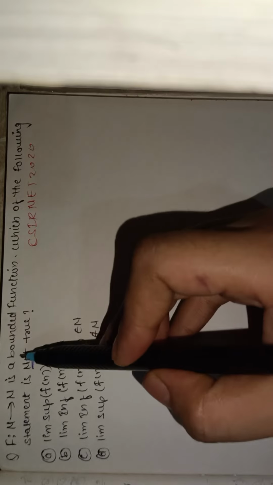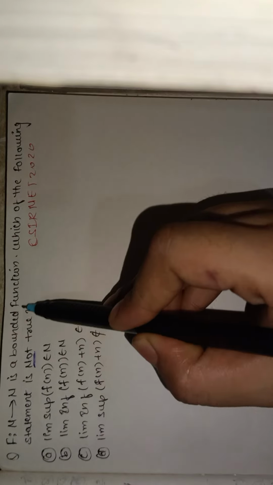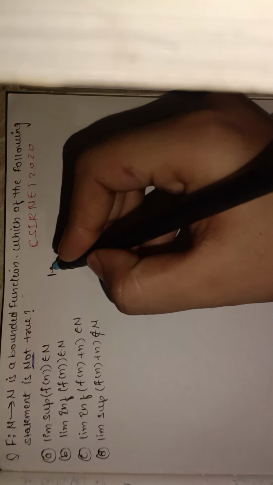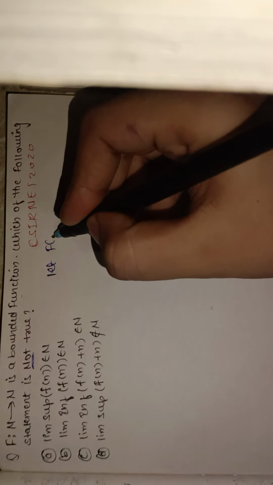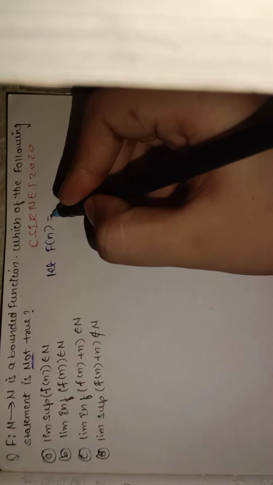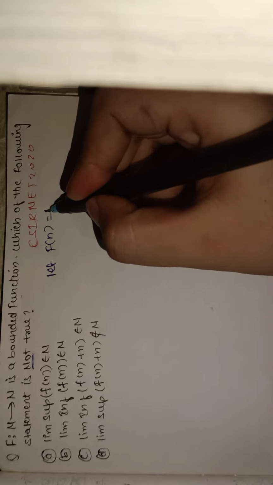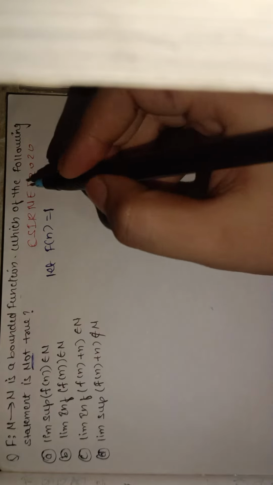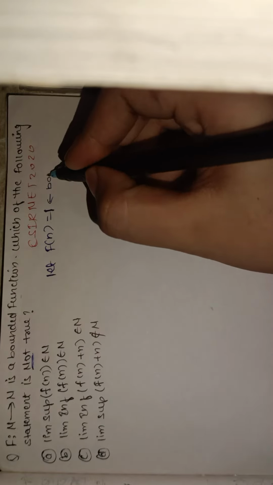So here we have to consider a function which is bounded from natural numbers to natural numbers. So let the function f(n) equal 1. Okay, this belongs to the natural numbers and this is a bounded function.